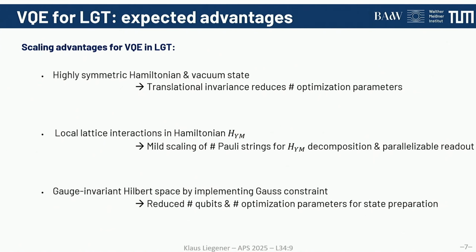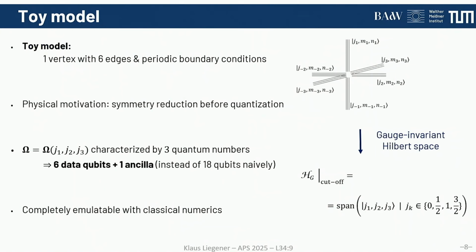So for the second half of this talk, let's look at a small toy model where we can see all of that, or at least the second part. The toy model I propose is the following one. We take one vertex in 3D, with 6 edges meeting at it. We impose periodic boundary conditions. Physically, you can think of it as imposing all the translational symmetries of your system before quantization. It's the most coarse-grained system you can think of.